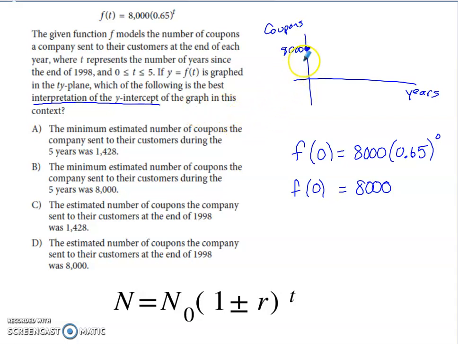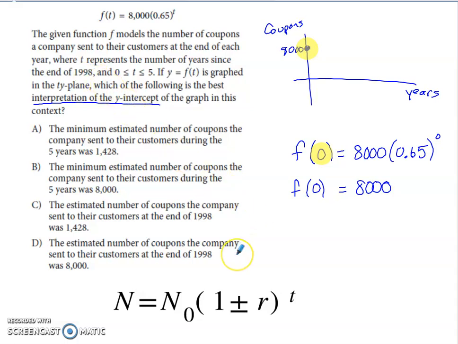Well, the y-intercept is when time is 0. So when time is 0, what do we get for the value of the function? Well, what we get is 0.65 to the 0, which is 1, times 8,000, leaving us with 8,000. We get the initial number of coupons that this company sent from the beginning of the time frame at which this function was being used to model the number of coupons being sent. The initial year when they started monitoring this was 1998.